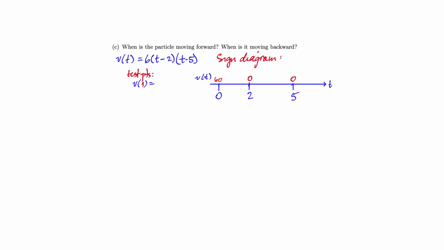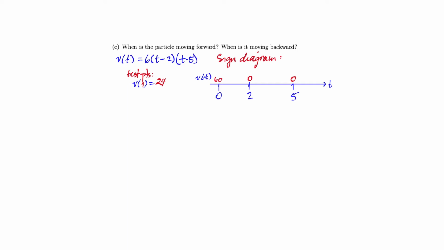So I have to calculate v of 1. If I plug 1 into the velocity function, I get 6 times 1 minus 2 times 1 minus 5, which is 6 times negative 1 times negative 4, which is positive 24. So the velocity is positive at time t equals 1.